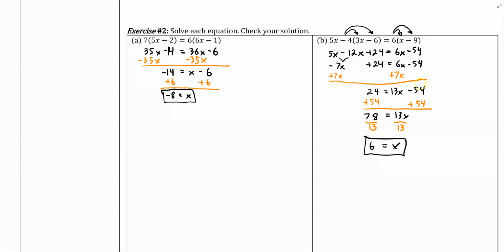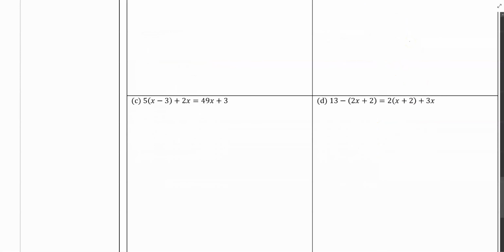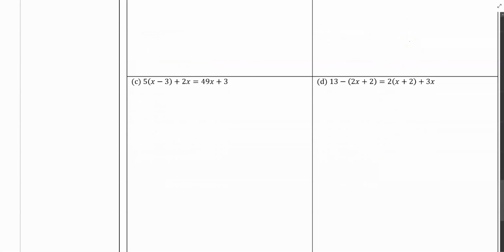Move on to the last problem. Just kidding, last two problems. 5 times x minus 3 plus 2x equals 49x plus 3. Okay, so first step, we'll distribute. 5 times x is 5x. 5 times negative 3 is negative 15. Plus 2x equals 49x plus 3.